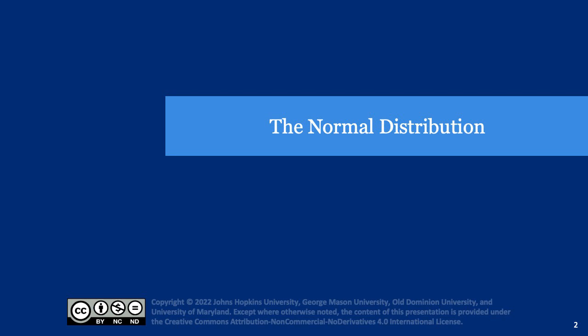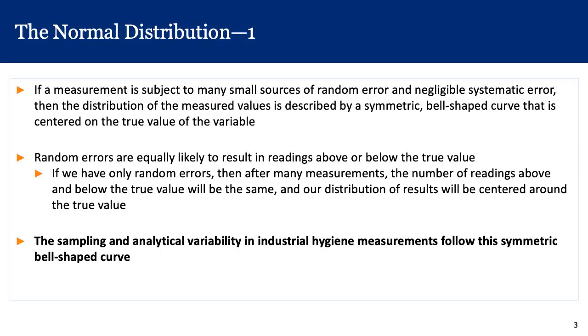Hello, I'm Gurumurthy Ramachandran, and we'll continue our discussion on uncertainties in physical measurements. In this section, we'll discuss the normal distribution. The normal distribution is also known as the Gaussian distribution.